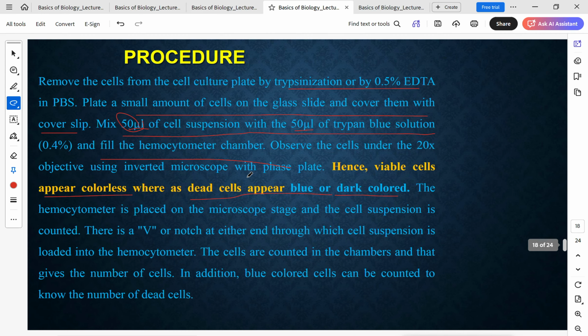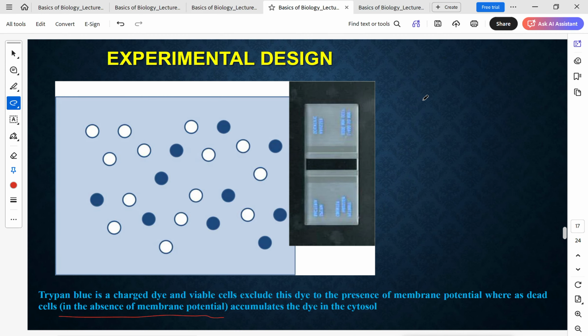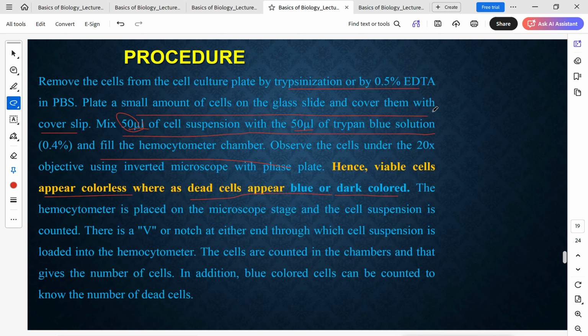The hemocytometer chamber here has a grid like this. What you do is you count whatever cells are here in these squares. Then you can use the formula specific to the hemocytometer, depending on the meniscus that forms between the cover slip and the hemocytometer. You can use the formula and calculate how many cells are there as well.